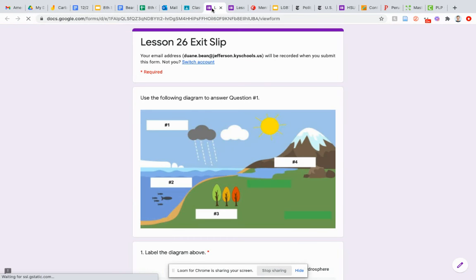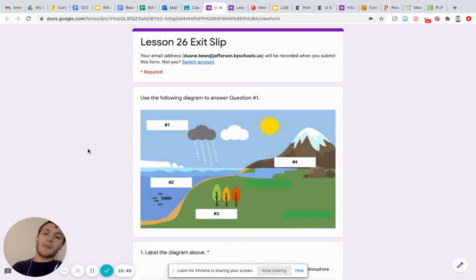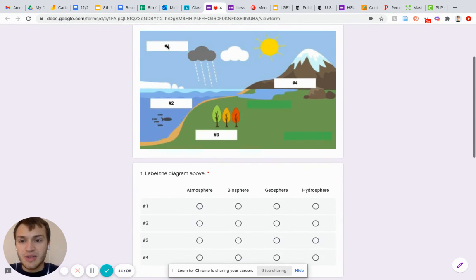And then lastly was the exit slip. So the exit slip is called Lesson 26 exit slip. There are 3 questions. 2 of the questions have multiple parts. But question 1 says, use the following diagram to answer question 1. So on this diagram, you'll see there's a number 1, a number 2, a number 3, and a number 4. Your job is to figure out if these 4 things are the atmosphere, the biosphere, the geosphere, or the hydrosphere.